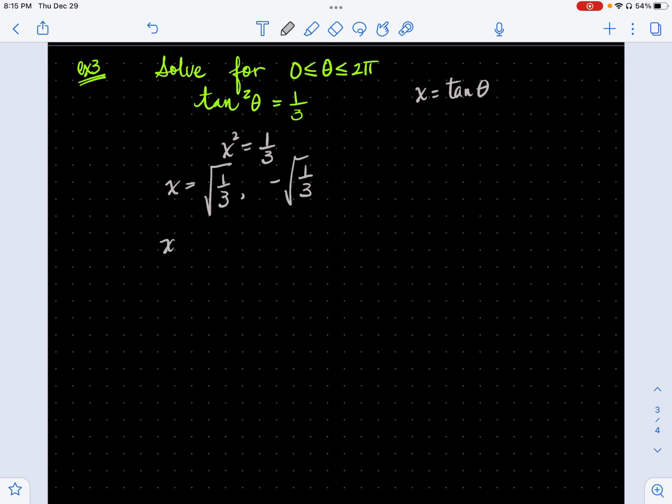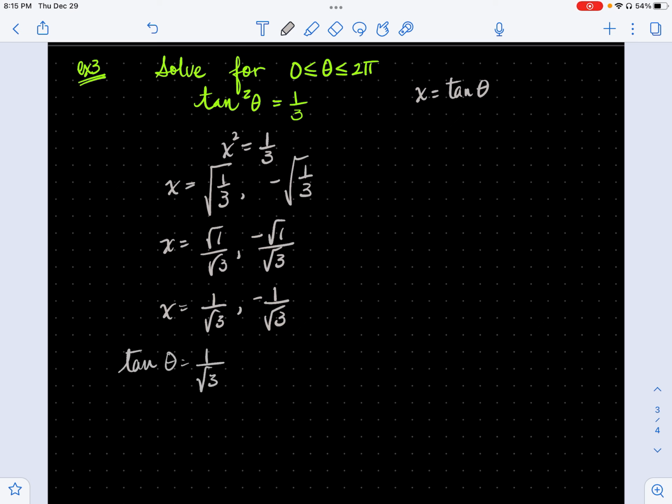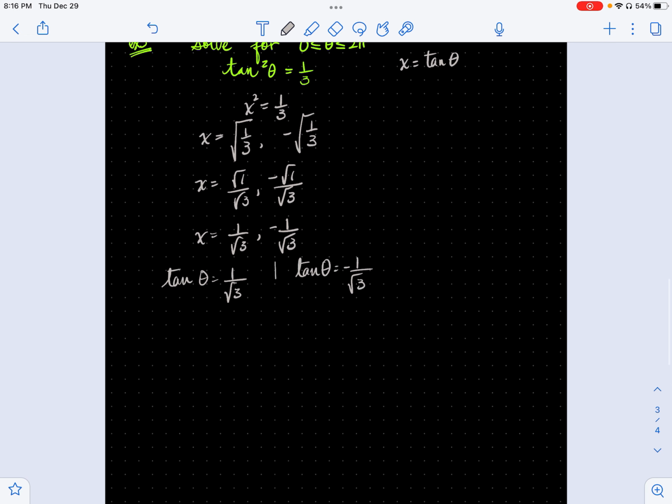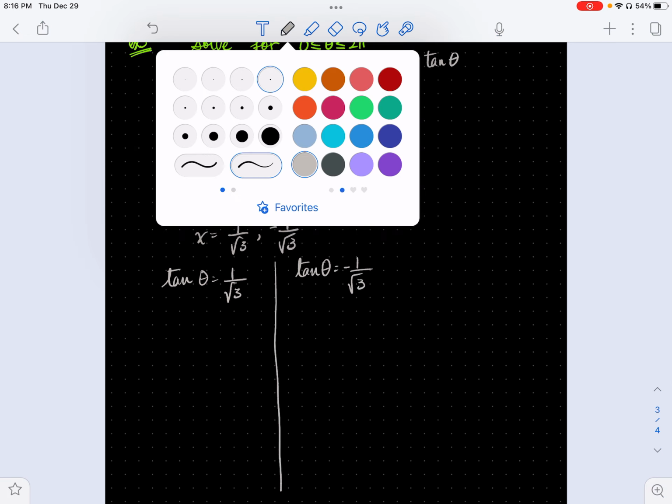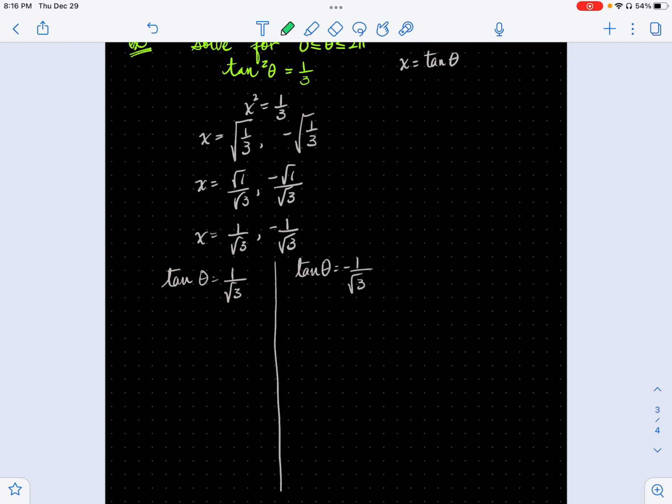I'm going to break it up real quick. Square root of 1 and square root of 3. Negative square root of 1, square root of 3. That makes this 1 over root 3 or negative 1 over root 3. Time to bring back the tangent. Tangent theta must equal 1 over root 3 or tangent theta must equal negative 1 over root 3. I'm going to split my section here because we are looking for tangent values which will satisfy both the ratios.